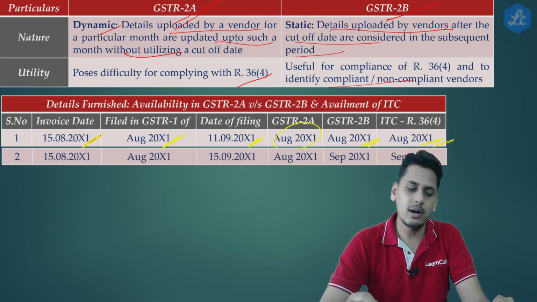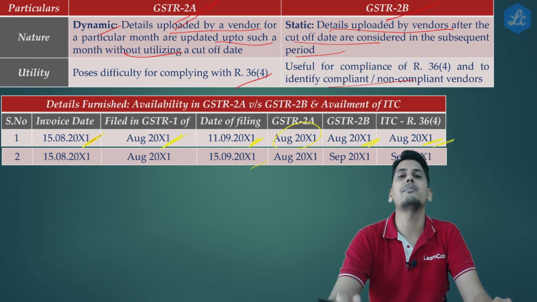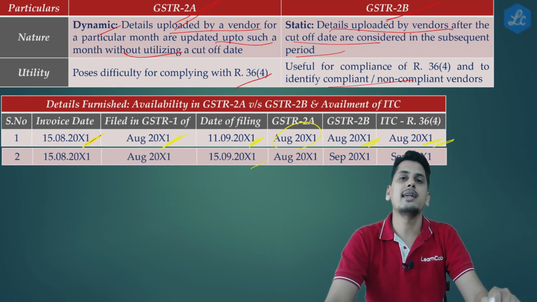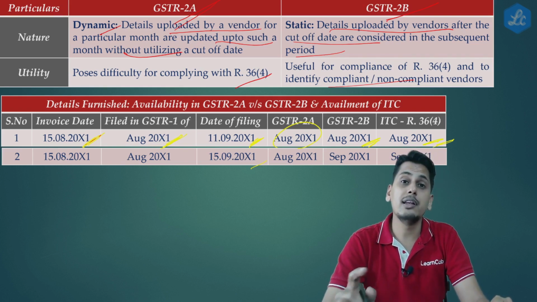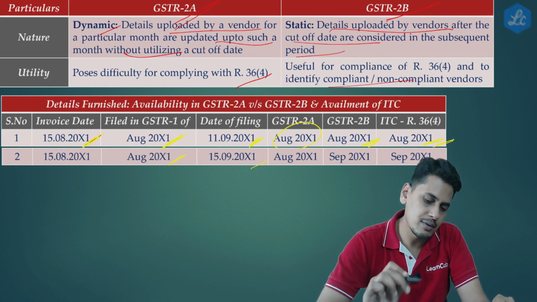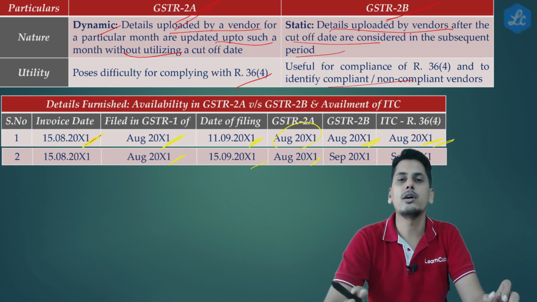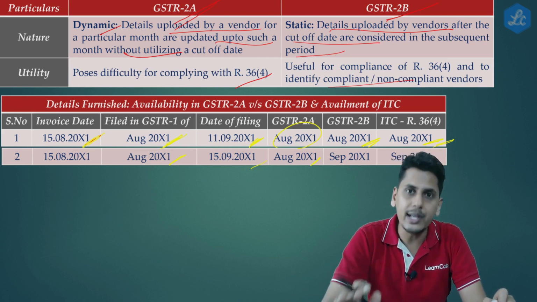Invoice dated 15th of August. It is filed in GSTR 1 of August, but the date of filing is 15th of September. Question number 1. In which month GSTR 2A would it appear? He has included it in GSTR 1 of August. It would appear in 2A of August. Question number 2. In which month GSTR 2B it would appear?